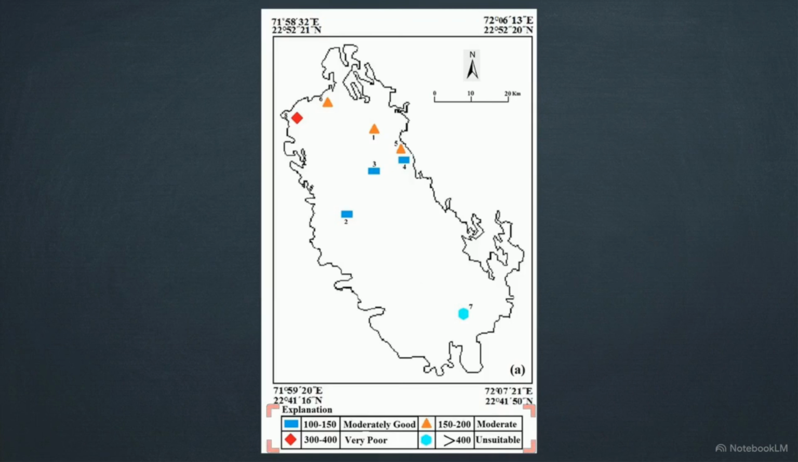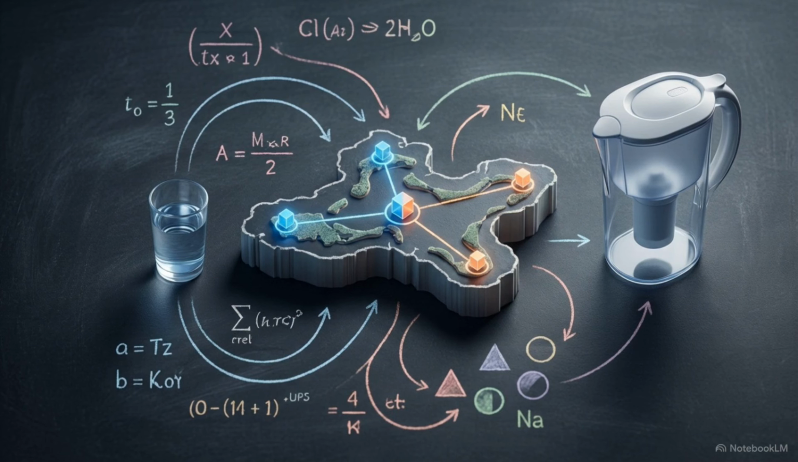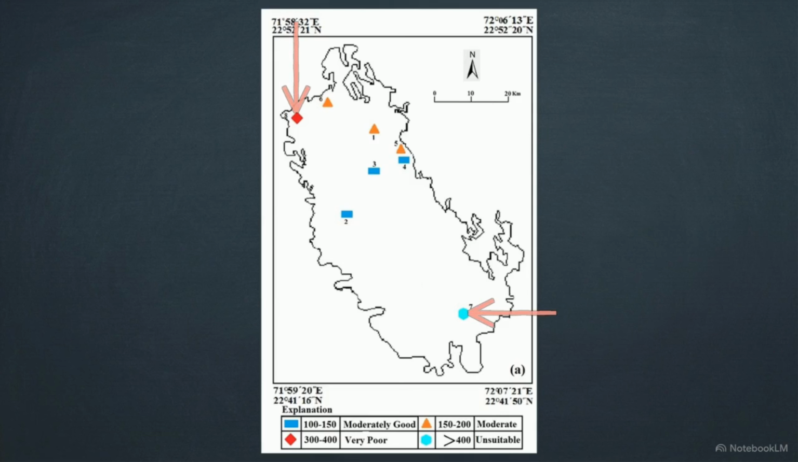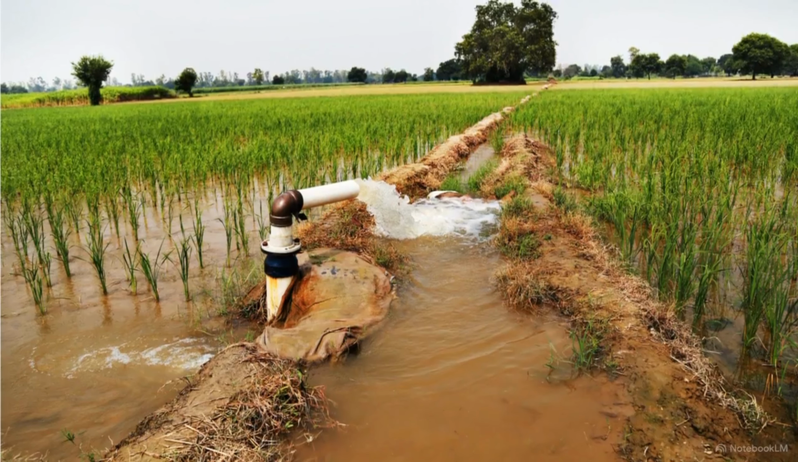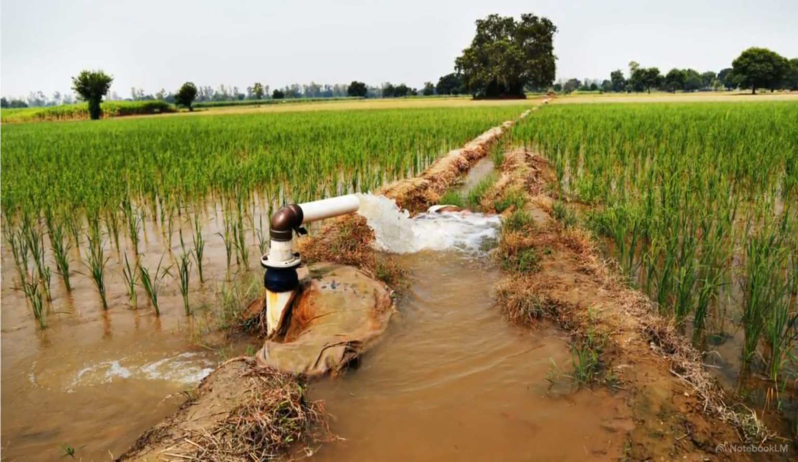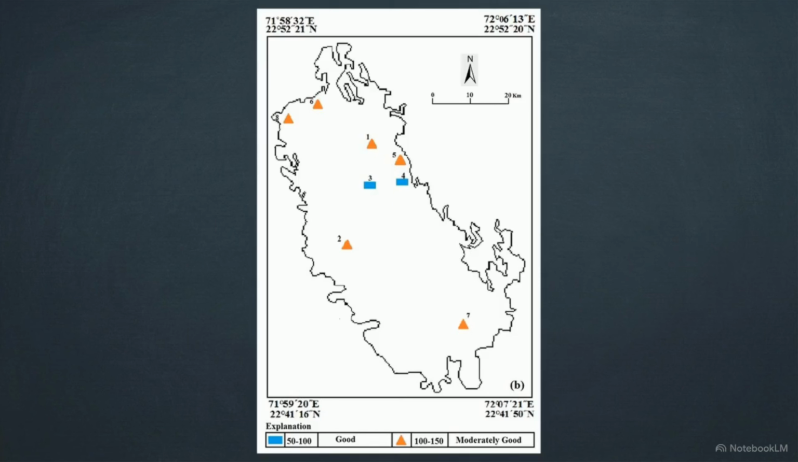Next, we shift the algorithm's focus away from human consumption and target agricultural irrigation. This map tracks the results for agricultural viability. The sanctuary exhibits a much broader pass rate, dominated by good and moderately good classifications. This happens because the mathematical priorities have changed. For agriculture, the algorithm elevates the weight of the sodium absorption rate and electrical conductivity, as these factors govern soil permeability and crop yield. While human kidneys struggle with the high total dissolved solids found at the wetland's edges, the region's agricultural soils easily tolerate the specific ionic composition of this water.